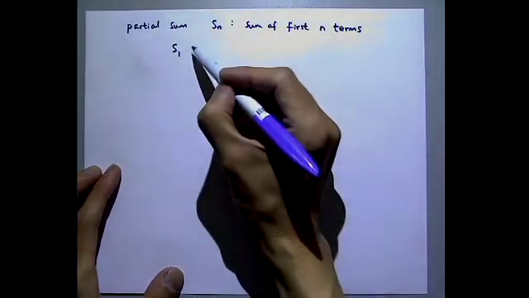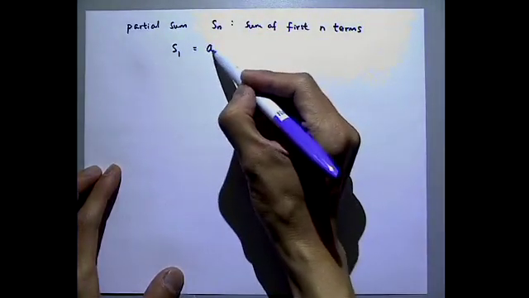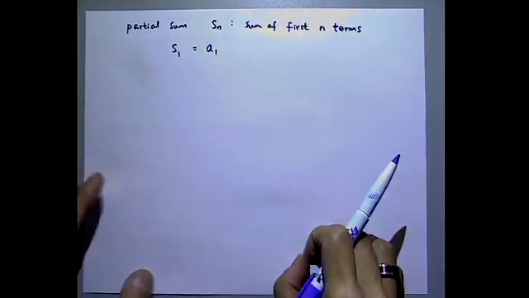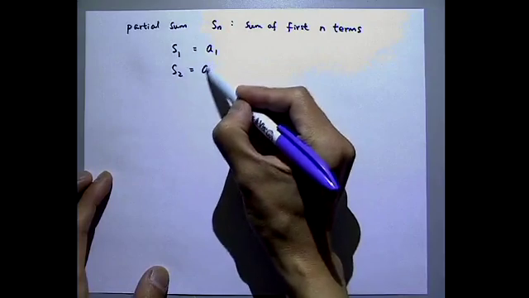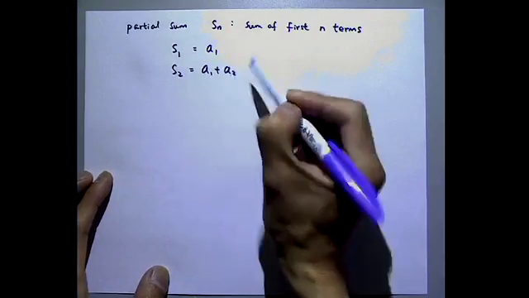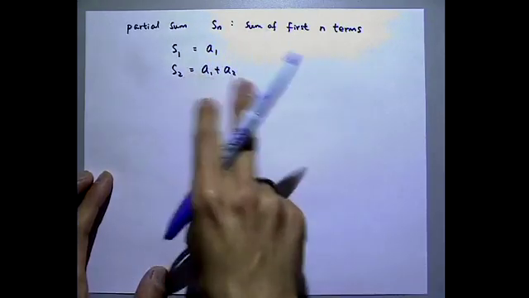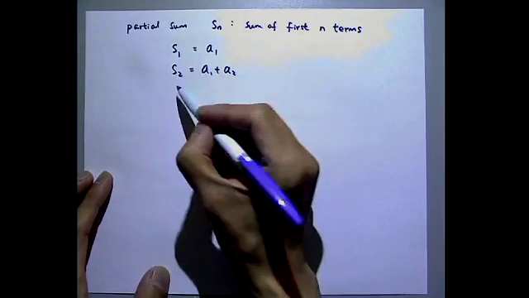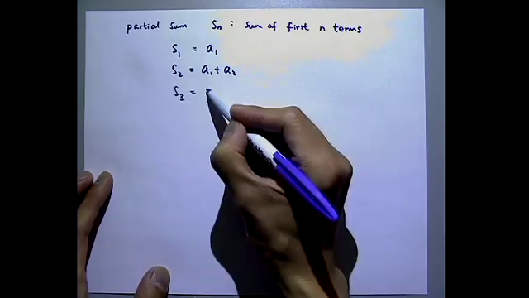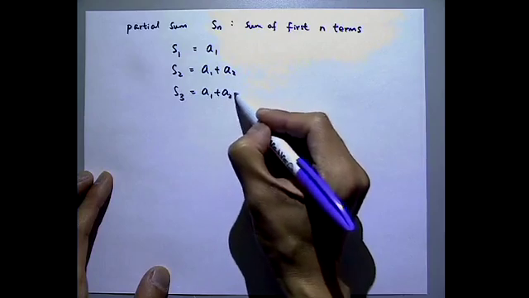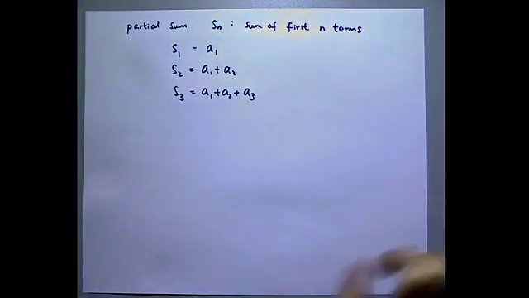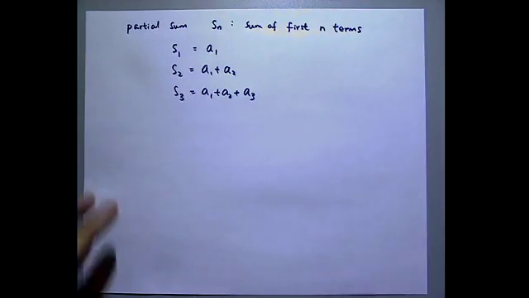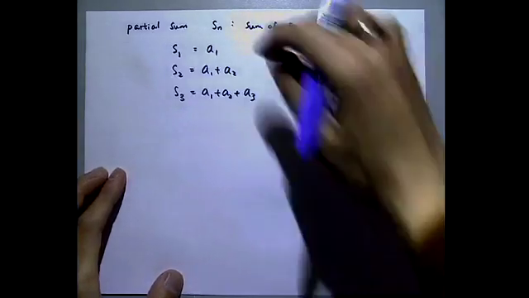So S1, for example, is just the first term, right? So S1 is a1. S2 is a1 plus a2. That's the sum of the first two terms in the series. S3 is a1 plus a2 plus a3, and so on. Okay? So Sn is the sum of the first n of these.